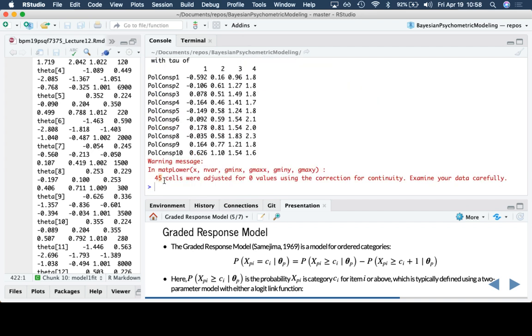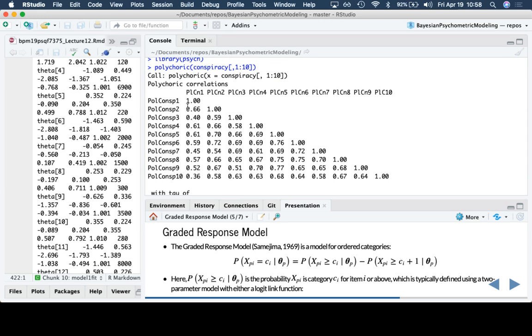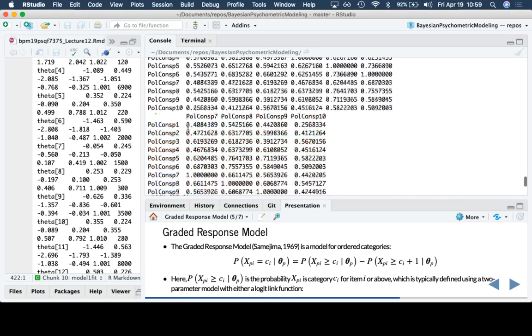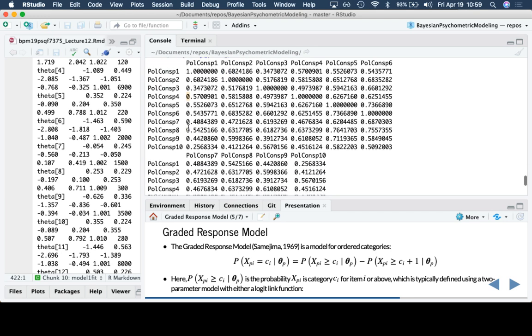Now there we go. 45 cells were adjusted for 0 values, this is what's happening. And so let's take a look at some of these. Let's go with the first column: 0.66, 0.40, 0.61, 0.61, 0.60, 0.34, 0.57, 0.57. So yeah, typically we expect the polychoric to be towards the extremes. They are slightly. So, I don't know what we're going to do with this.